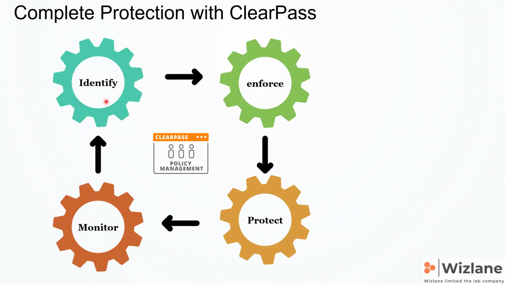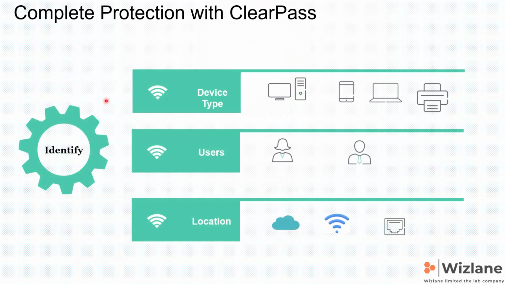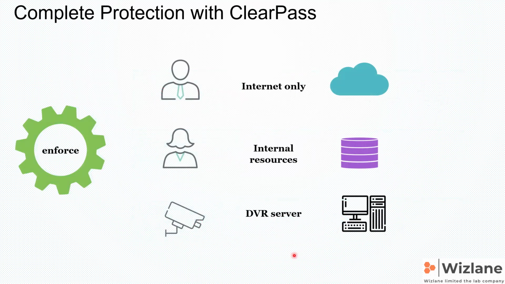If you look into identity, in ClearPass as a RADIUS server, I'm able to identify different types of devices. I might give them different treatments based on what type of devices they connect. I'm able to identify the users, what kind of users we have. I'm able to identify location and much more than this. ClearPass will be able to enforce certain policies, certain actions, certain controls.